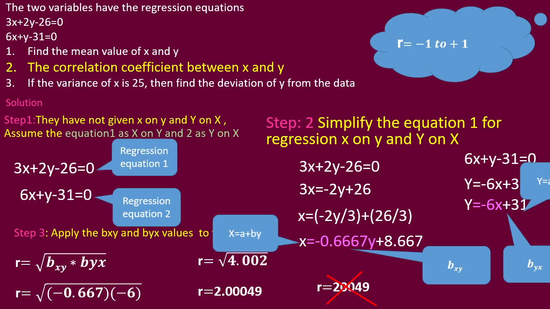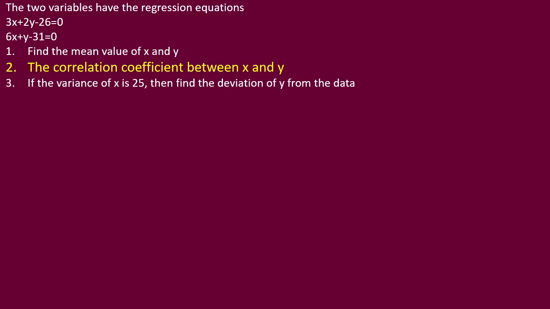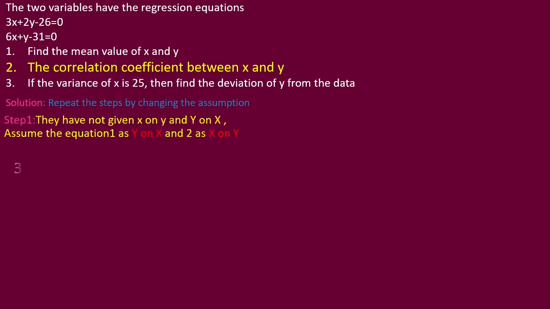So what can we do now? Here, for the solution of the correlation coefficient, we should repeat the steps by changing the assumption. What's our assumption? The basic assumption regarding y on x as well as x on y. Earlier we considered 3x plus 2y minus 26 equals 0, the first equation, as x on y and the second equation as y on x.